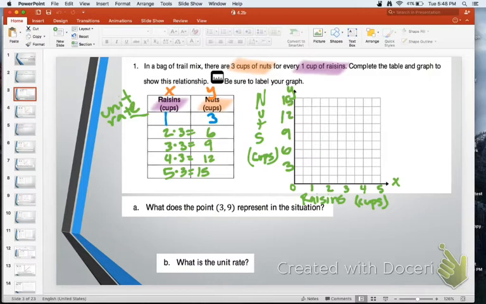All right, so now I'm going to plot this. I'm going to be very careful to plot the 1 and the 3 together, the 2 and the 6 together, the 3 and the 9, and so on. Once you get them all plotted, use your straight tool you were given in class to make your line. Please note you do need to put an arrow on the bottom. Now, let's talk about what the point 3, 9 represents in this situation. Well, I go to the 3.